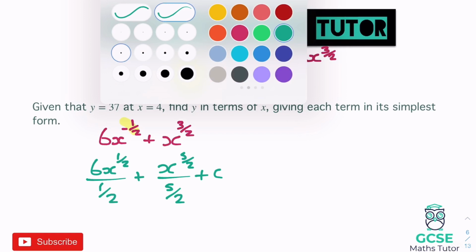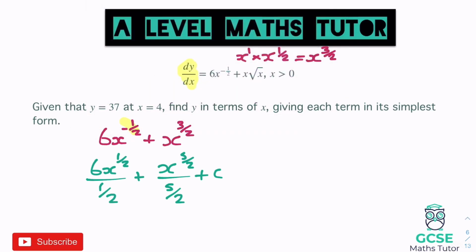We just need to simplify it down. So 6 divided by a half, well a half goes into 6 12 times, so we have 12x to the power of a half. Plus, if we divide 1 by 5 over 2, and remember you can write this to the side, 1 divided by 5 over 2 is the same as 1 times 2 over 5. You just flip it over, which becomes 2/5. So that's going to be 2/5 x to the power of 5 over 2 plus c. So that's integrated, that's our line equation there.